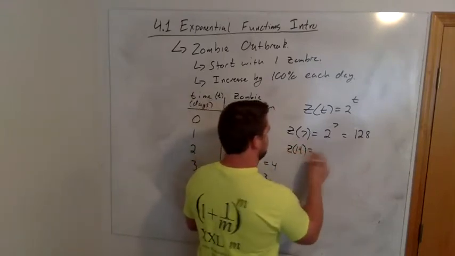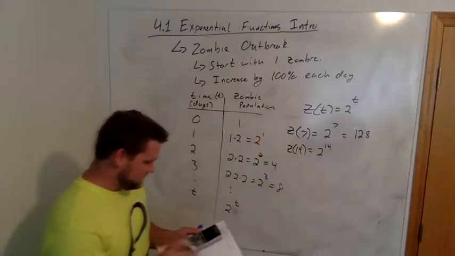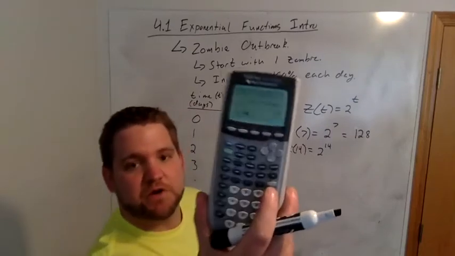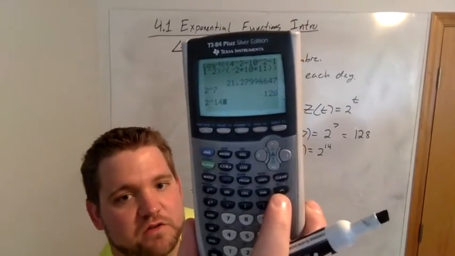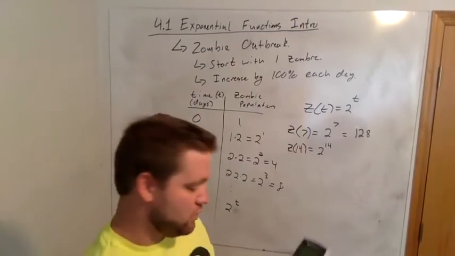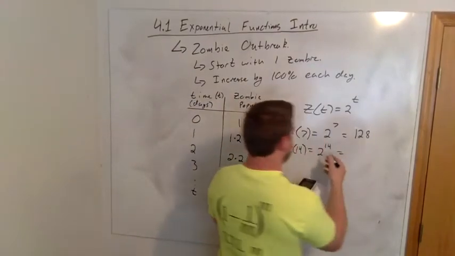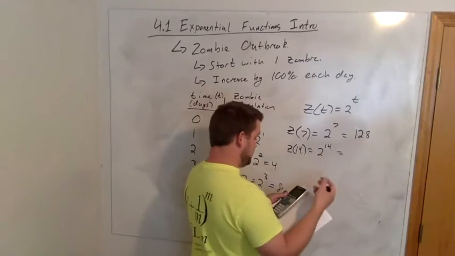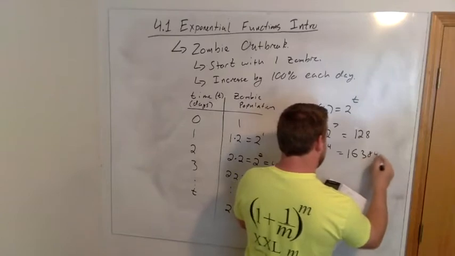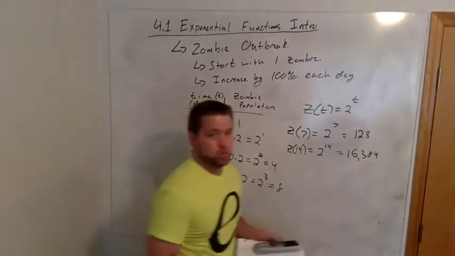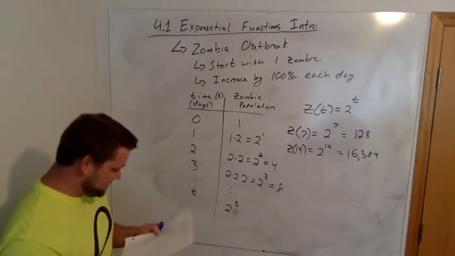Well, how about after 2 weeks? That'd be 14 days. What's 2 to the 14th? So 2 to the power of 14. If you don't know how I'm computing this, I'm putting 2, and then there's this caret symbol on your calculator. So 2 to the power of 14. We'll go ahead and hit enter. Oh my goodness. After a week, we have 128 zombies, but after 2 weeks, holy cow, there's 16,384 zombies. Ooh, getting a little nervous, getting a little scared.